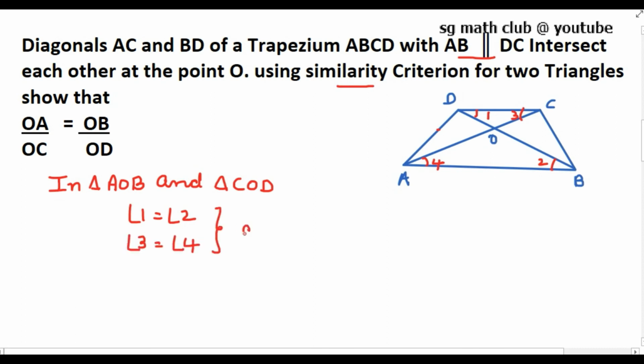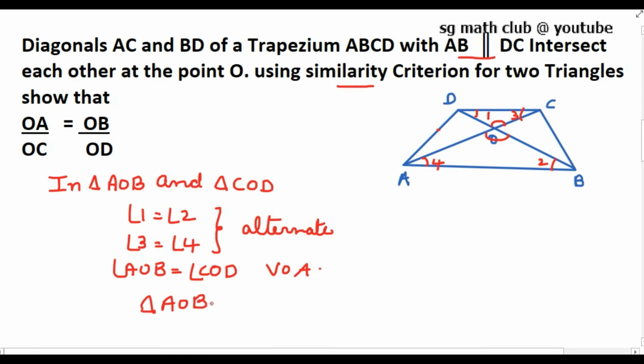So these two are equal by alternate interior angles, and also this angle is equal to this angle, or we can say that angle AOB is equal to angle COD, vertically opposite angles. So these two triangles, triangle AOB is similar to triangle COD by AA similarity criteria. So these two are similar triangles, their corresponding angles are equal.